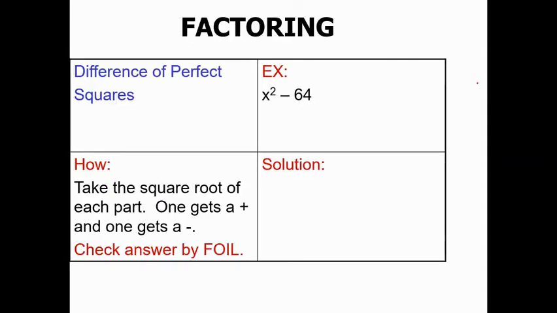Okay? Here's another example. This time we have x squared minus 64. We're going to take the square root of each part, and then one gets a plus and one gets a minus, because the square root of 64 is 8, and the square root of x squared is x.